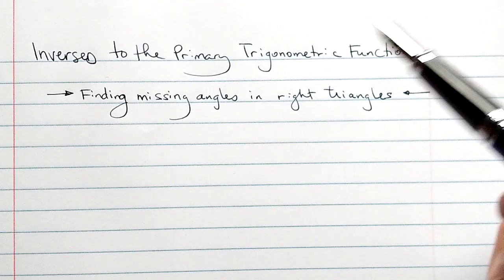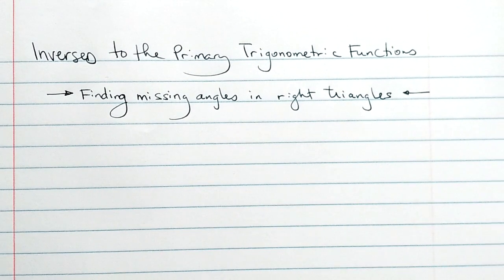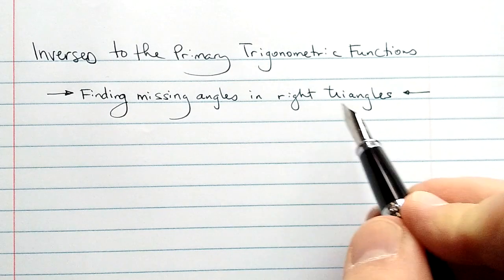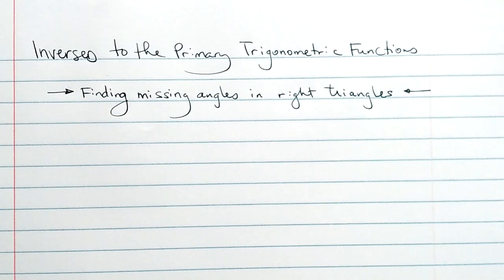We're going to talk today about how to use the inverses to the primary trig functions to find missing angles in right triangles. And remember, if the triangle is not a right triangle, you need a different process. This only works when you have a right triangle.